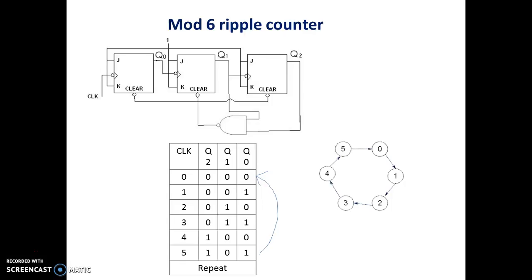In this way we can have any mod. We can have a mod 5 counter if I connect it to 1 0 1. So I have to connect Q2 and Q0 to make a mod 5 counter. In this way any mod can be obtained.